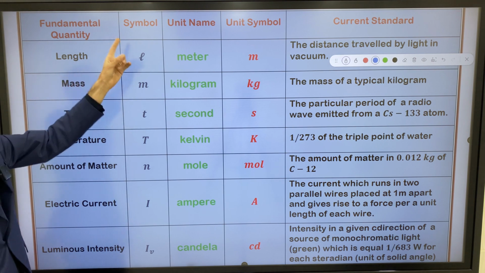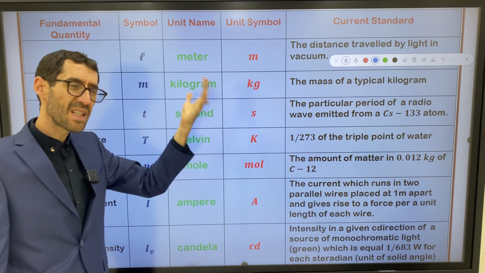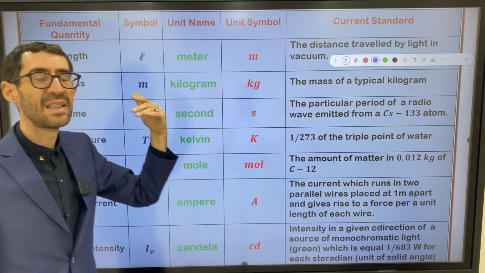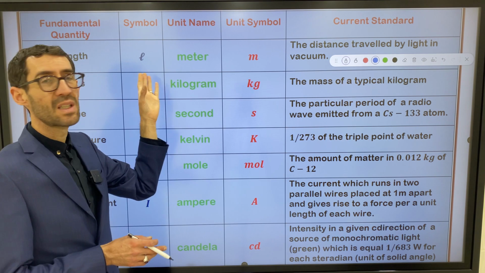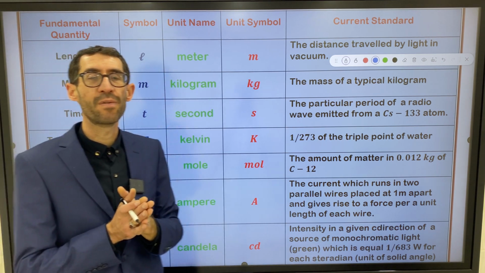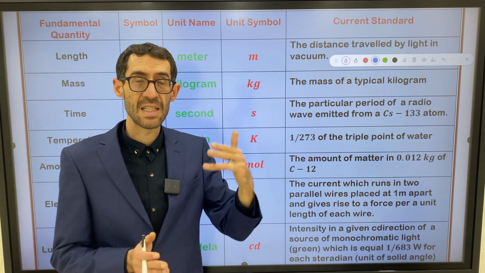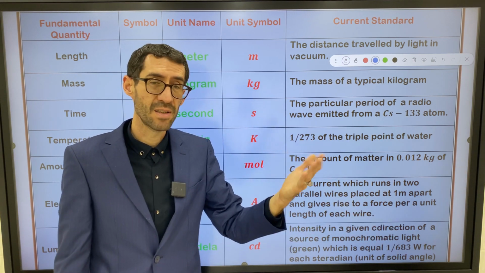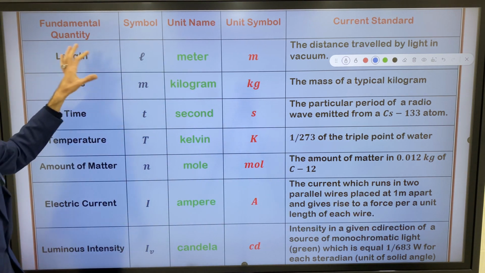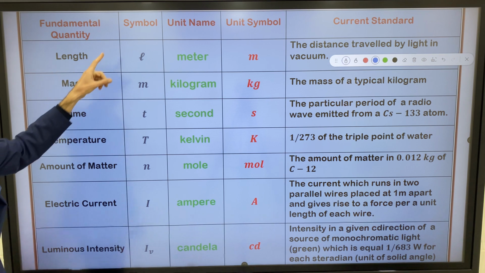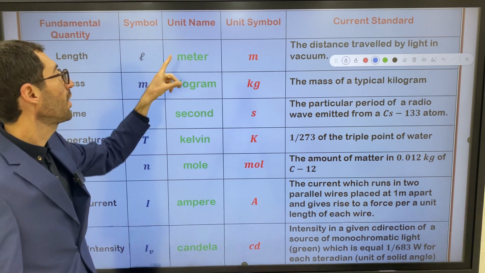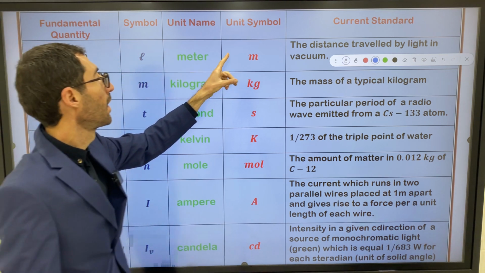For example, for length, sometimes we use delta x. We use L, but we cannot use, for example, T for length. T is dedicated for time, right? Let's read them one by one. The first fundamental quantity is length. Symbol of length is L small. Unit name meter.